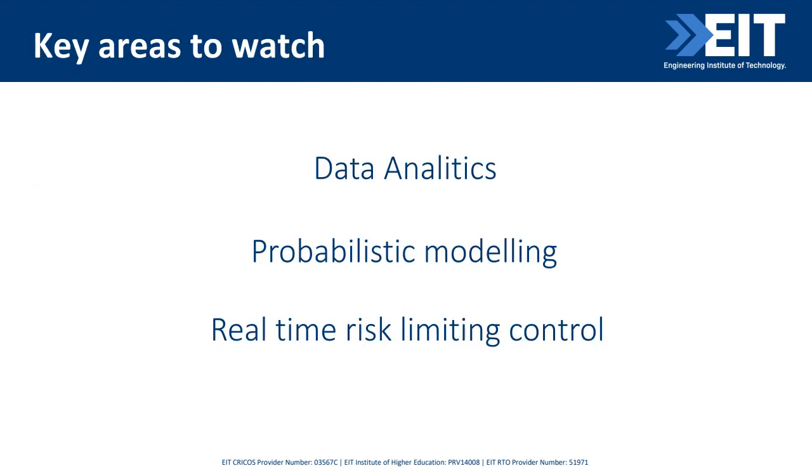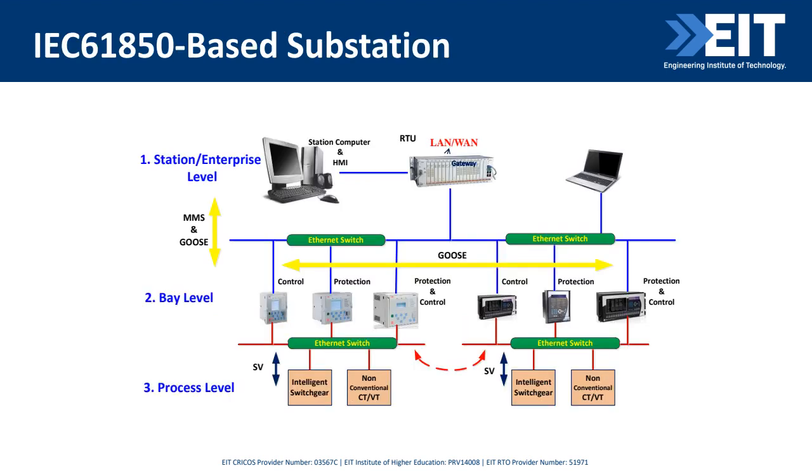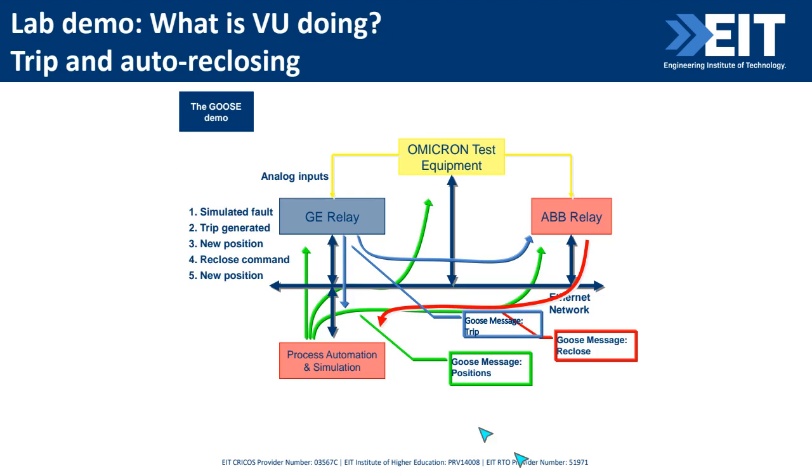So some of the areas that I think you should watch is data analytics, probabilistic modeling, and real-time risk limiting control. And this is what we have been doing in my lab. We have gone through all these levels except the process level. We have built all this. We have these GOOSE messages, okay? And all the protection devices, 18 of them, are talking to each other. Okay, this is how the whole thing is.